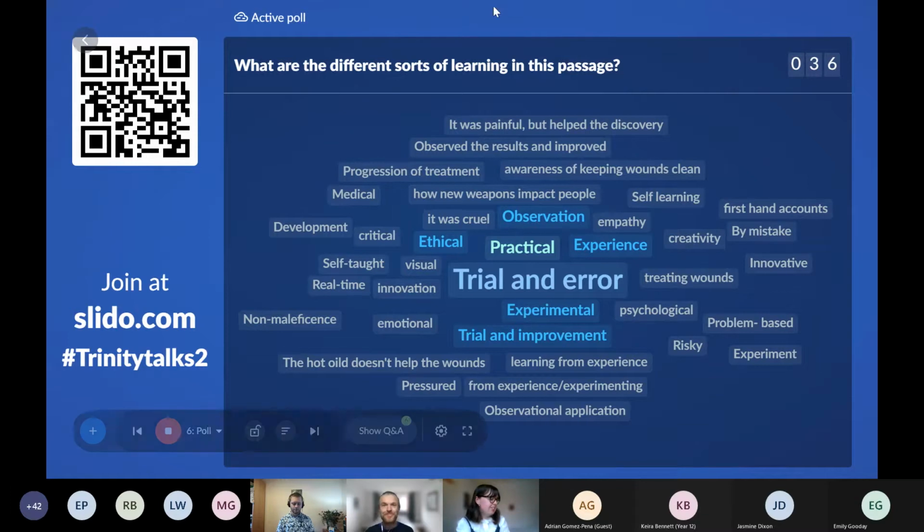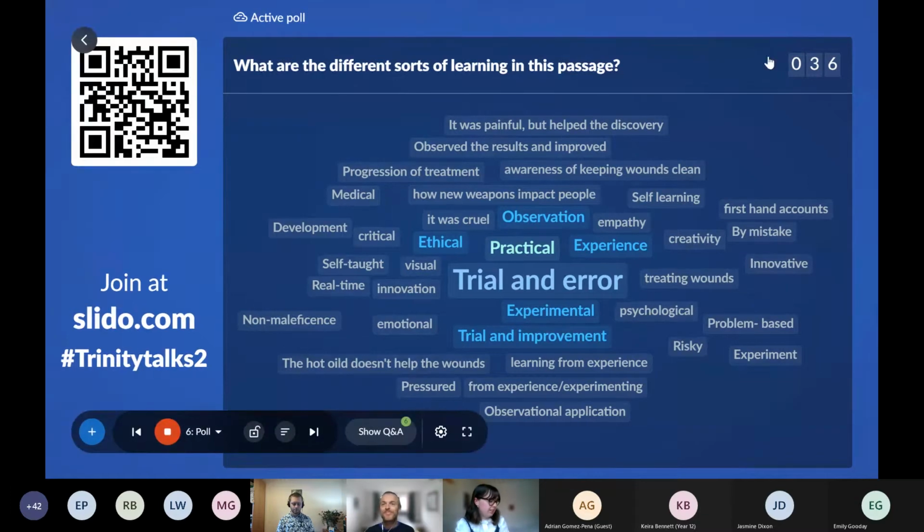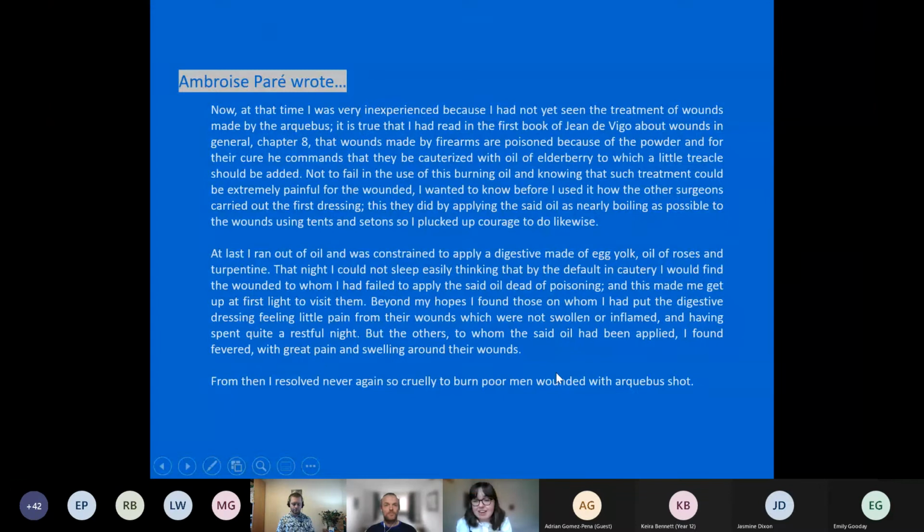Excellent. Okay, so the second question that I wanted us to have a think about is about the language that Paré uses. He writes his texts in everyday French, which, as we saw before, a lot of the university learning was done in Latin, and there was a big emphasis on reading texts in Latin. So why do we think that Paré might write in everyday French rather than writing in Latin?